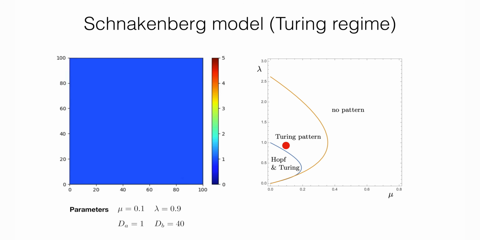These are now numerical simulations. These numerical simulations are done in different regimes. So you take the Schnakenberg model, put in the parameters, mu equal 0.1, lambda 0.9, and note here, the diffusion coefficients are very different. You have 1 for A, and you have 40 for B.